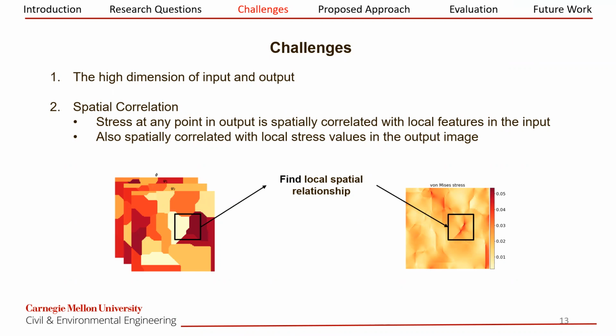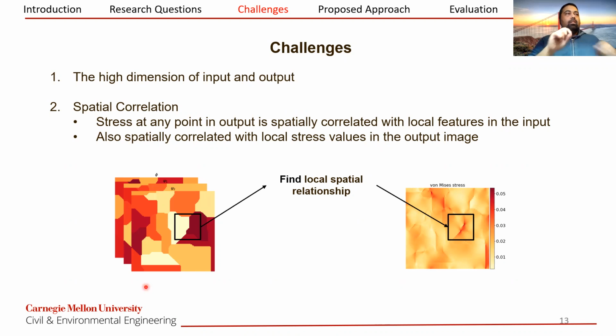How many voxels do you use in your input image? So this is for 128 by 128. Initially we tried with 128 by 128, but I will explain that we had to reduce its dimension and work on approximate stresses for some reason.